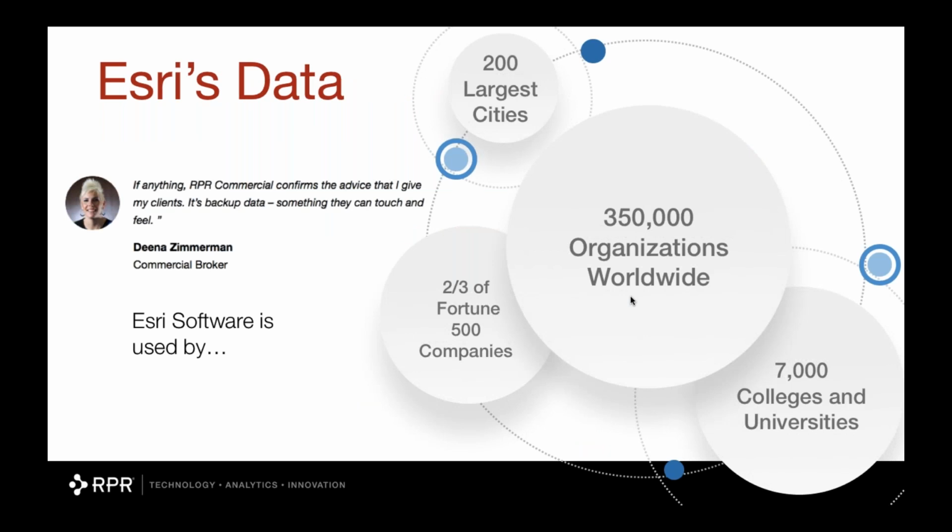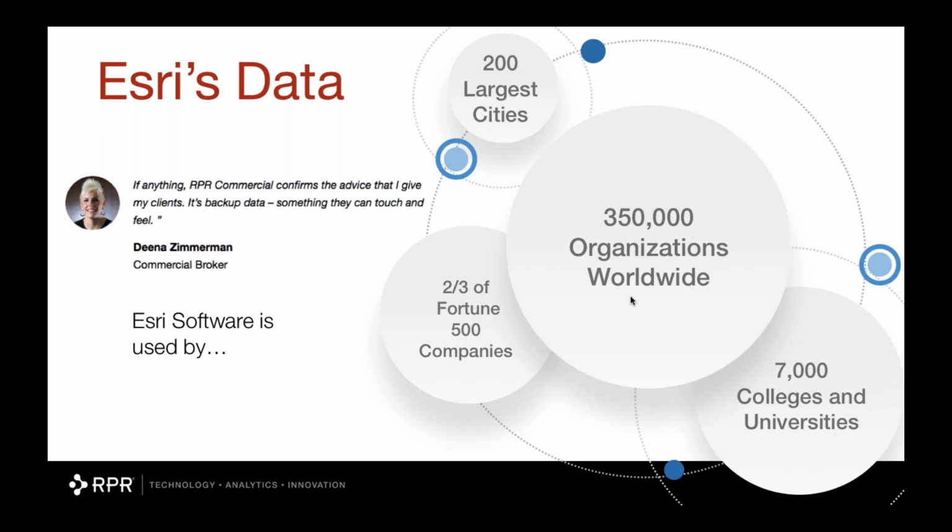Esri's data, this is pretty much the backbone of the commercial platform, at least. This is our major data partner. As you can see, they're used by Fortune 500 companies, colleges, universities, large cities for economic development. And what they provide is all of the economic and demographic data, or at least most of the economic and demographic data that we have in the platform.